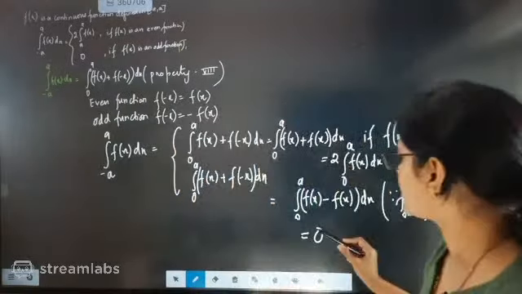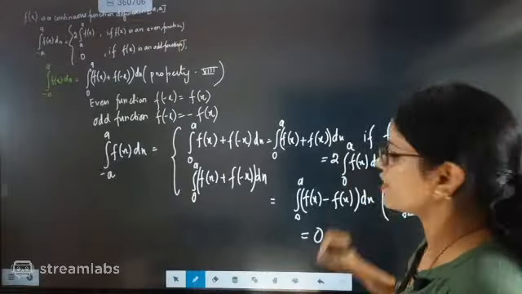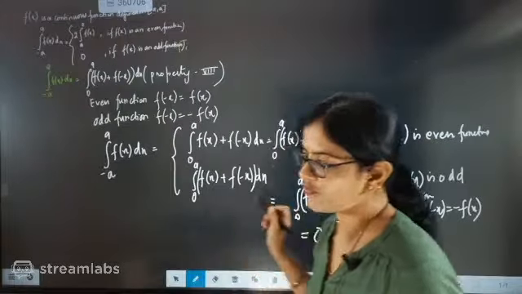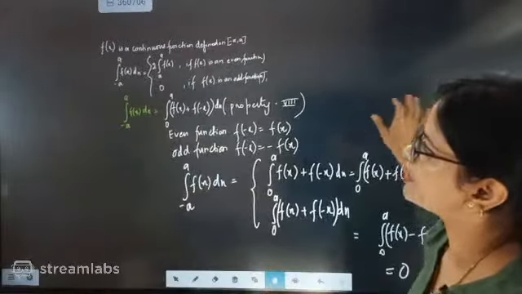So this section is becoming 0, and this part is exactly becoming twice of 0 to a f of x dx. So this is exactly the proof part of this integral 1. So this property we have done.